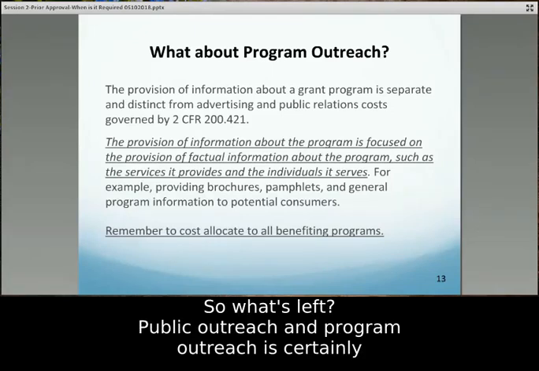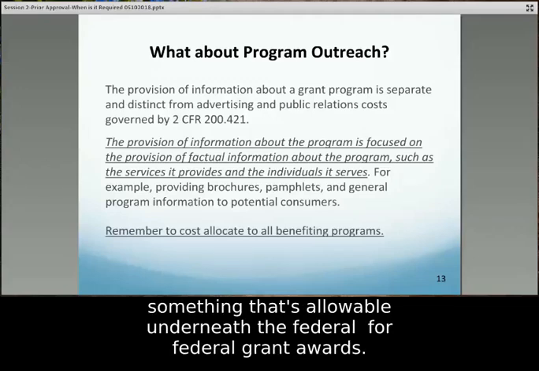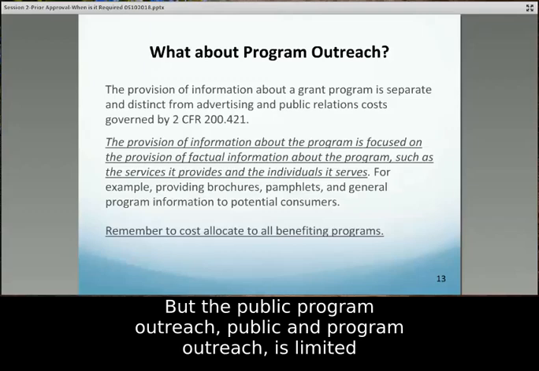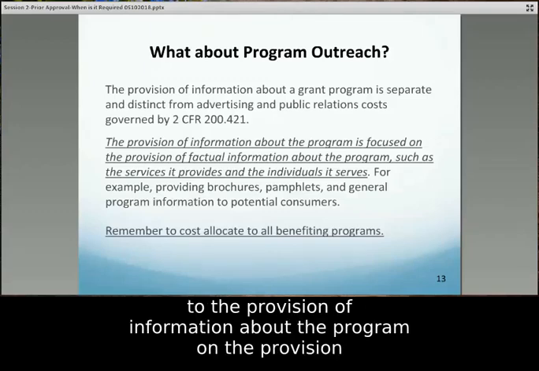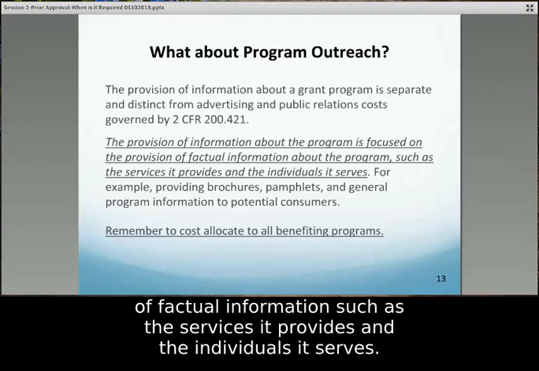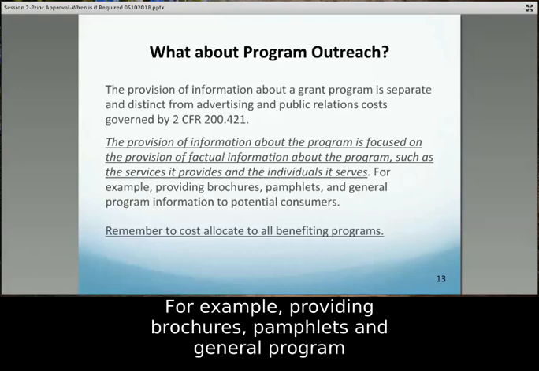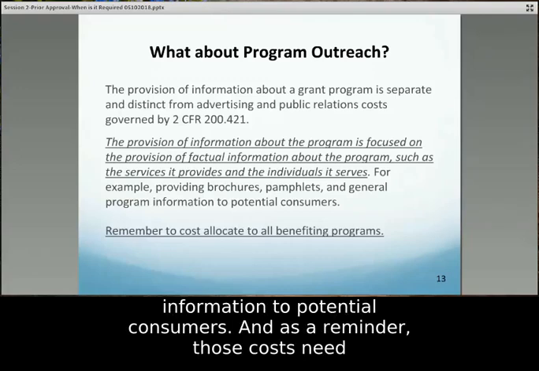So what's left? Public outreach and program outreach is certainly something that's allowable underneath federal grant awards. But public and program outreach is limited to the provision of information about the program, the provision of factual information, such as the services it provides and the individuals it serves. For example, providing brochures, pamphlets, and general program information to potential consumers.